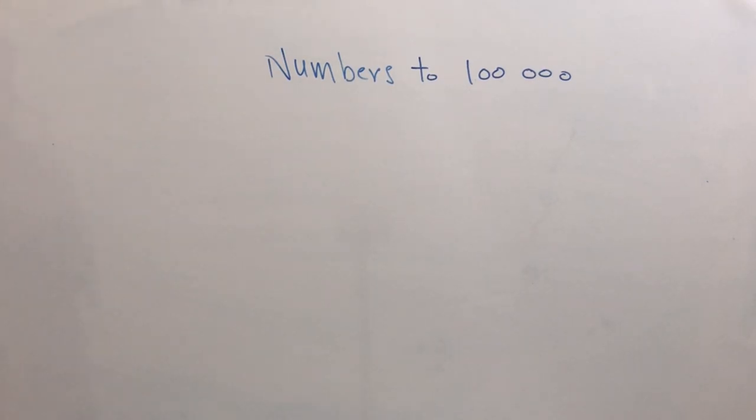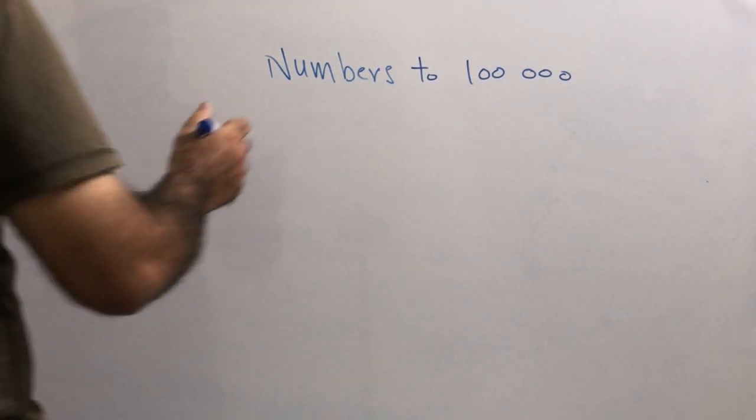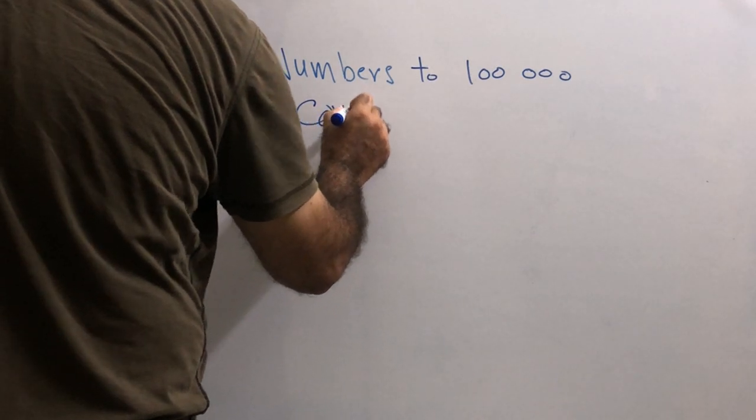Here we will be learning and playing with the numbers. We will get to know their arrangement, how we write big numbers in figures, and also how we translate them into English. So let's start from lesson 1, counting to 100,000.